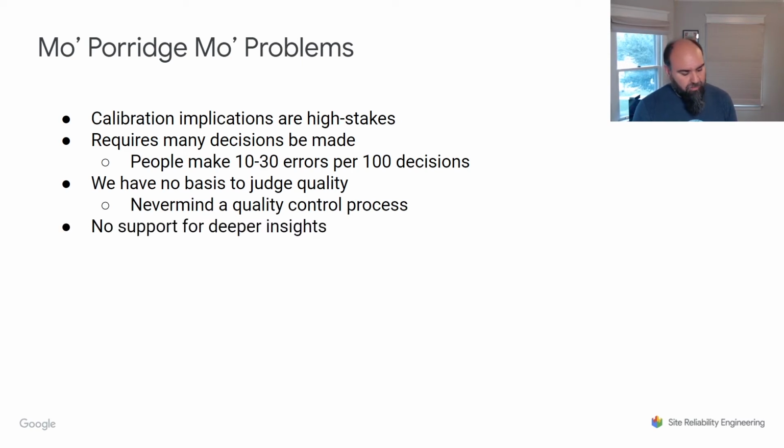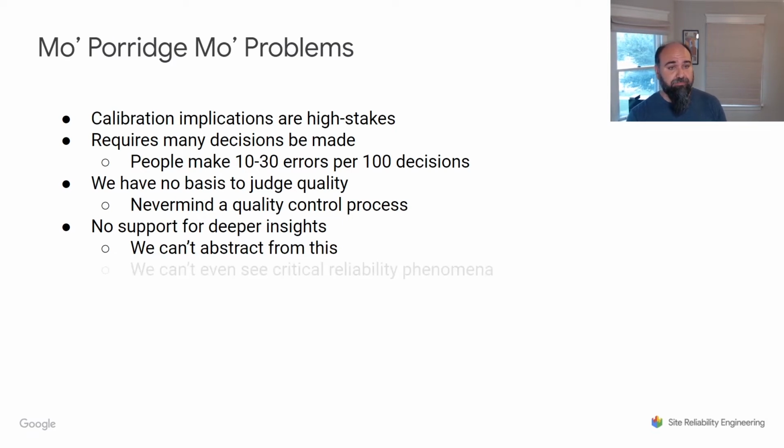Another sort of orthogonal point is that this model doesn't do us any favors in terms of understanding what's going on. It tells us about the behavior of a single metric, and we can't abstract, right? So we can't step back and draw broader insights from these things because they're very noisy data products.